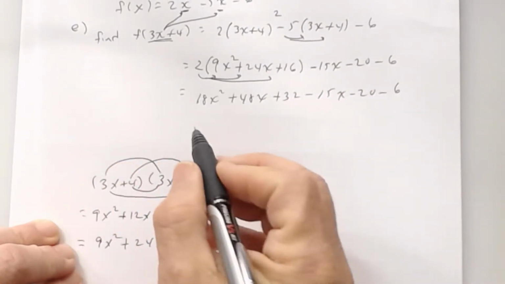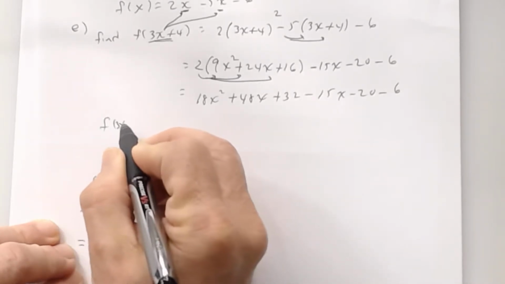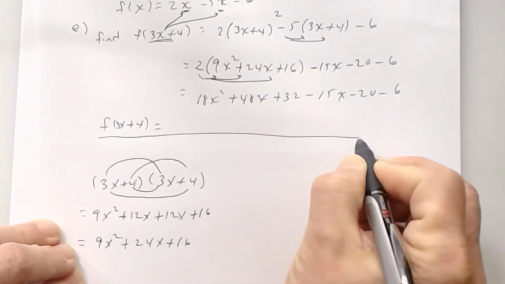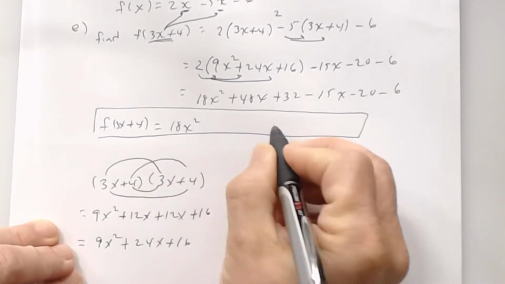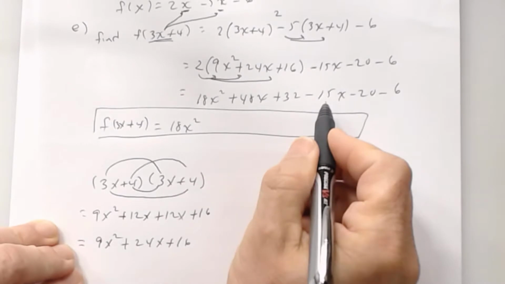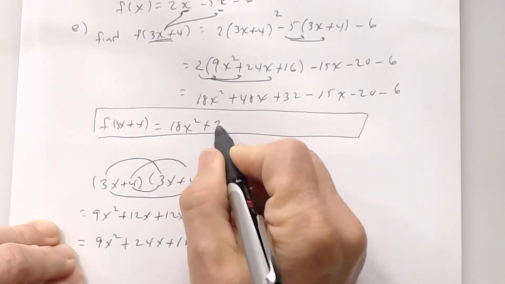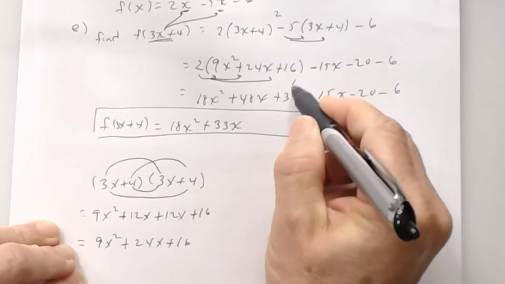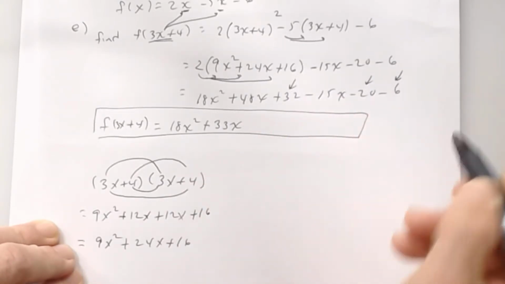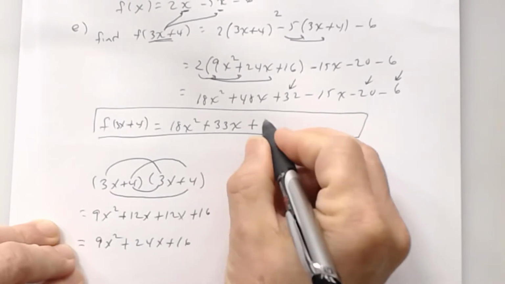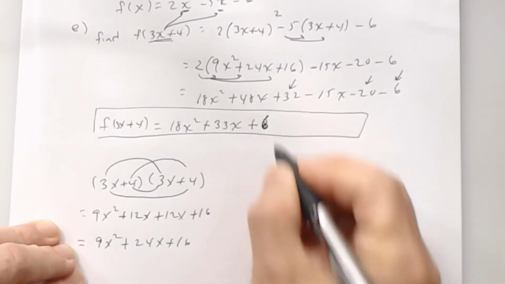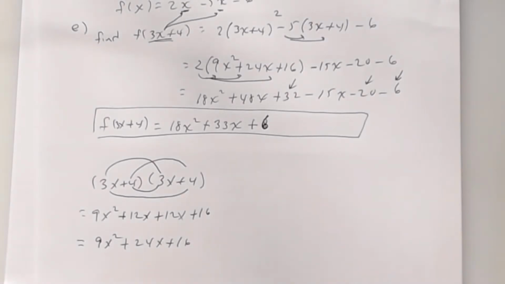And so therefore, f of 3x plus 4 is going to equal, and then one more step and you're done, combine like terms, 18x squared. Okay, right? 48x and a negative 15x is a positive 33x. 32, a negative 20, and a negative 6 is plus 6. Okay. All right, and so there's your answer. So f of 3x plus 4 is 18x squared plus 33x plus 6. Okay?